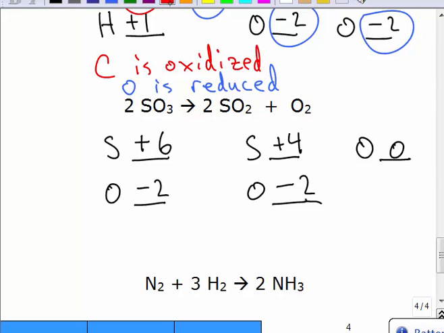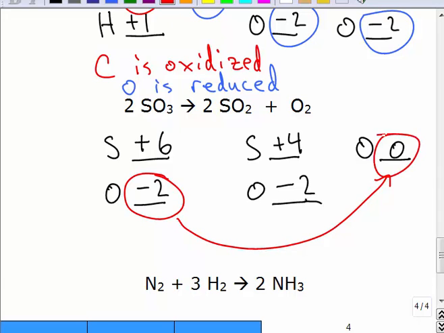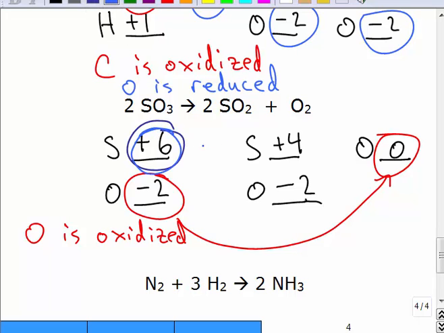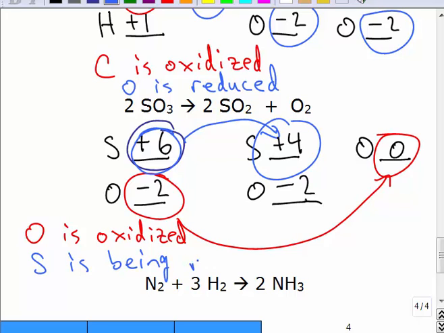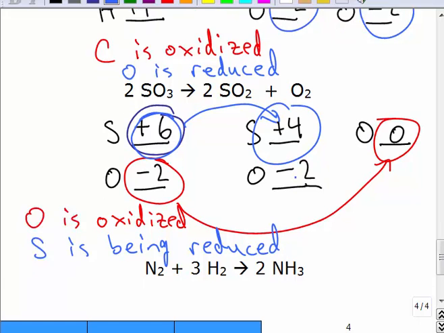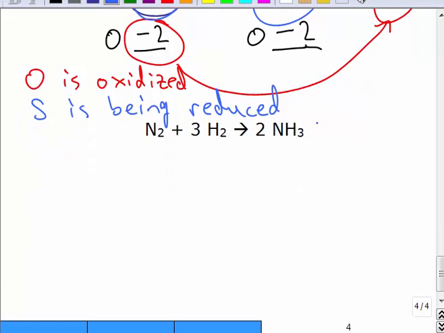So in this case, what is being oxidized is the element in which the oxidation number increases. So in that case, it's going to be oxygen going from a -2 to a 0. So it's becoming less negative or more positive. So oxygen is being oxidized, and it is the sulfur that is decreasing its oxidation state. So sulfur is being reduced. It is becoming less positive by gaining electrons. And one more quick example just to make sure we've got it.